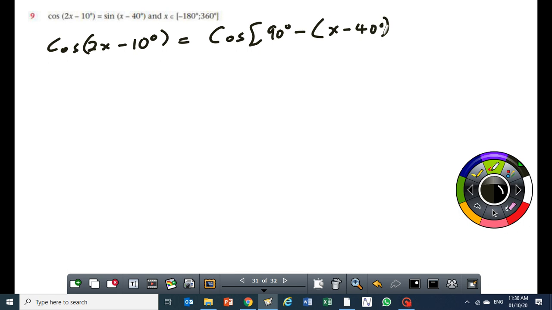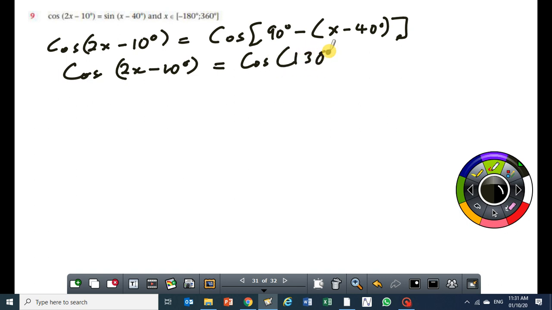I can straight away introduce the general solution if I want, but I'm going to introduce it in the next step. Okay, so you end up getting cosine of 2x minus 10 degrees is equal to cos of 90 minus 40, that will give me 130 degrees minus x. Okay, please don't forget to put the binomial x minus 40 inside the bracket. If you don't put it inside the bracket, you might end up getting an incorrect answer.